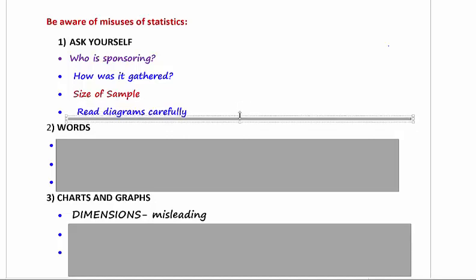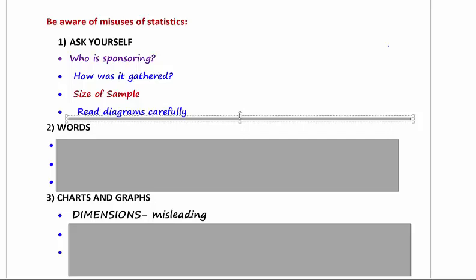Always, always read your diagrams very carefully. Know what is on each, the vertical and horizontal. Know what the scale is. Know where the zero is. It's really important to read the fine print, because they may put it on there, but they might put it in a small fine print at the bottom, and that's really important for you to read.